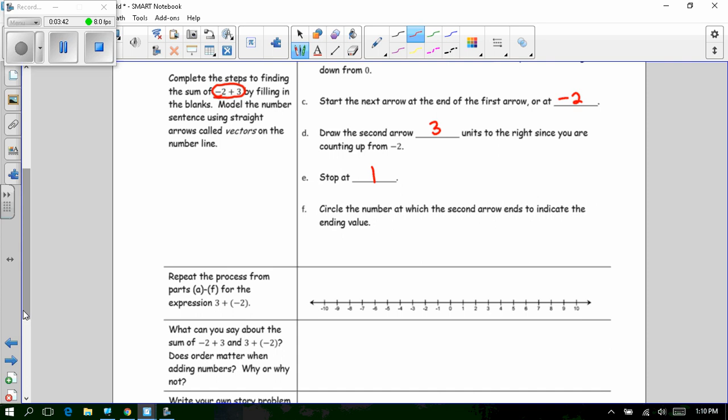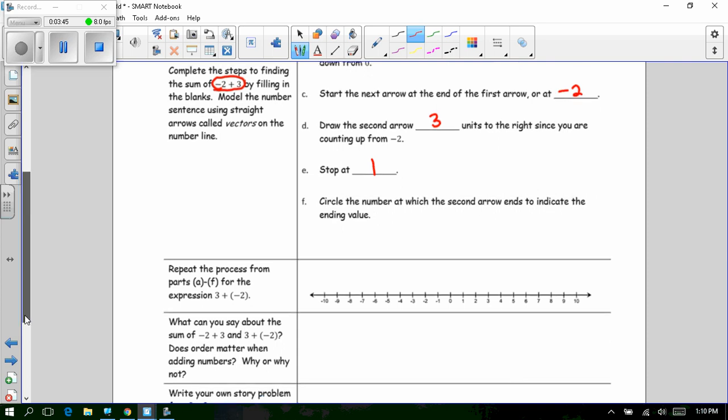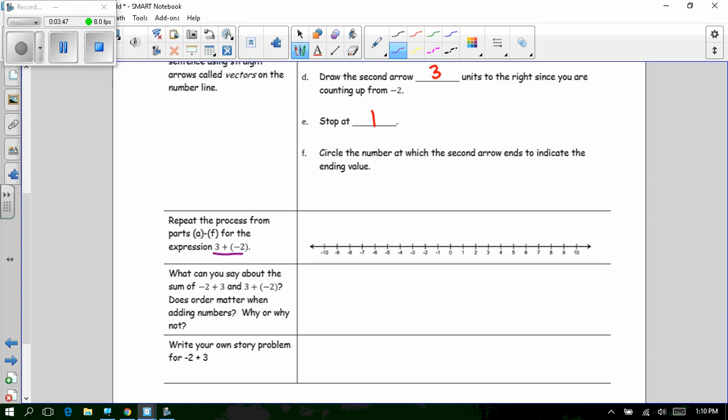Okay, it says we're going to repeat that process, A through F. We're going to do all of those steps again, but this time we are adding 3 plus -2. So the first thing we're going to do, we're going to start at 0, make our tail. Since 3 is positive, I'm going to go 3 units to the right. 1, 2, 3 units to the right. I'm going to now start my next arrow where that one ends. I'm going to move 2 units to the left. 1, 2, and circle my answer. And I get 1 again.